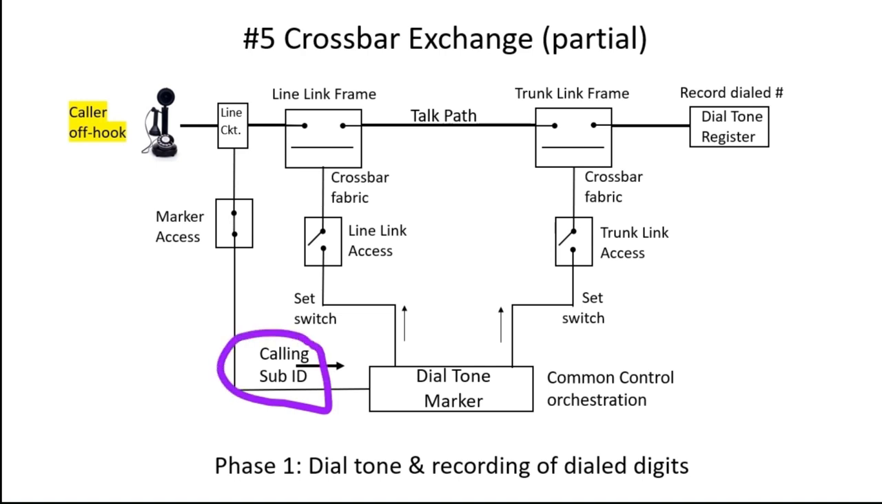Using the ID, the marker controls the first crossbar switches. Next, it controls the second crossbar switches. The register is seized and provides dial tone. The marker is released, free to service a new caller. In a real system, it's only in use for about 0.4 seconds.